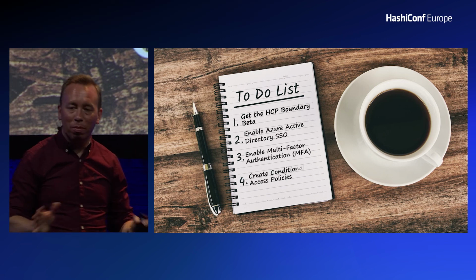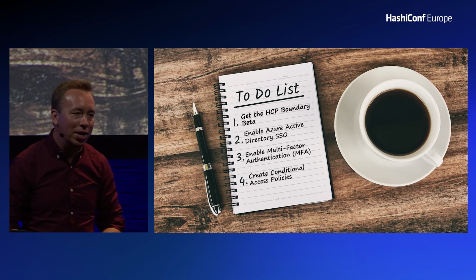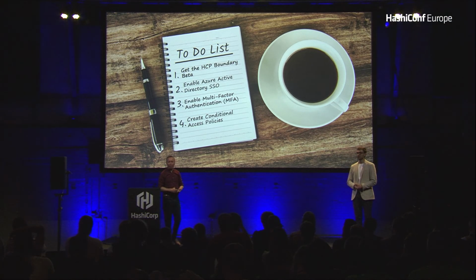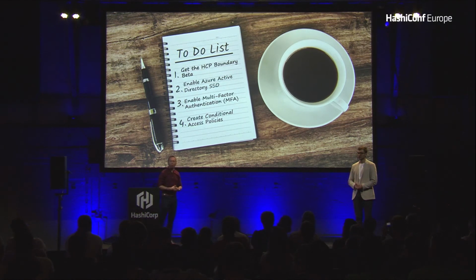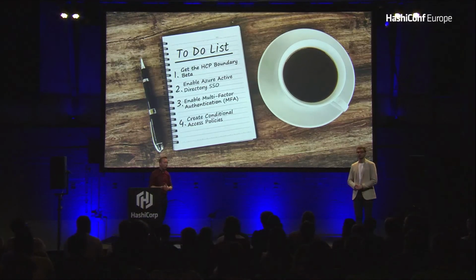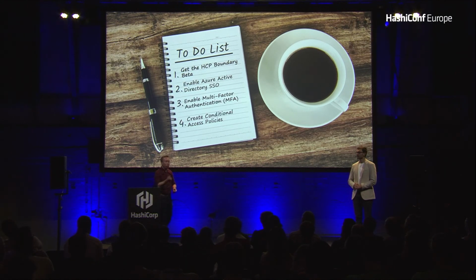So really, the to-do list is when you get back home, get the HCP portal and the Boundary beta, get that single sign-on turned on, enable MFA, because we all know how important that is, and then start creating conditional access rules, not just for Boundary, but for any applications and services you use that are sensitive or need securing.